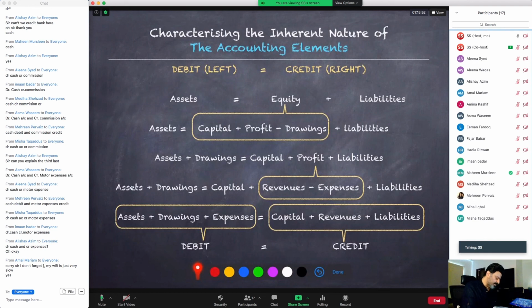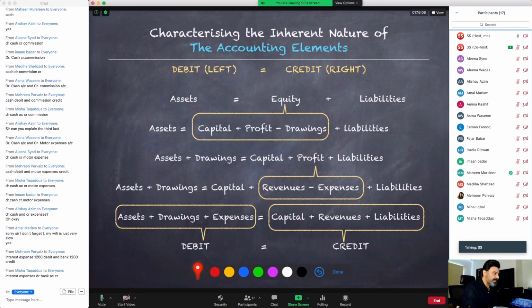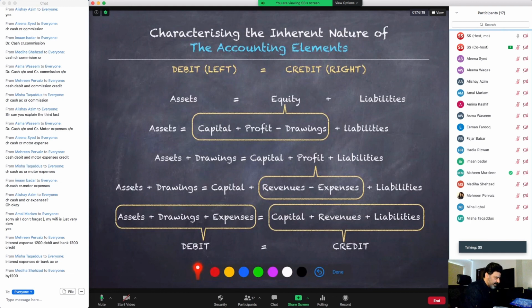Debit and credit, let's first decide. Interest expense will be debited, of course, and your bank account is going to be credited because you are paying by check. You're making a payment by a check. That means bank account is going down, so bank account credit. Interest expense account is going to be debit because your obligation towards your loan provider is now decreasing. You're making a payment of interest. What will be the amount involved here? Interest expense 1200, bank 1200.